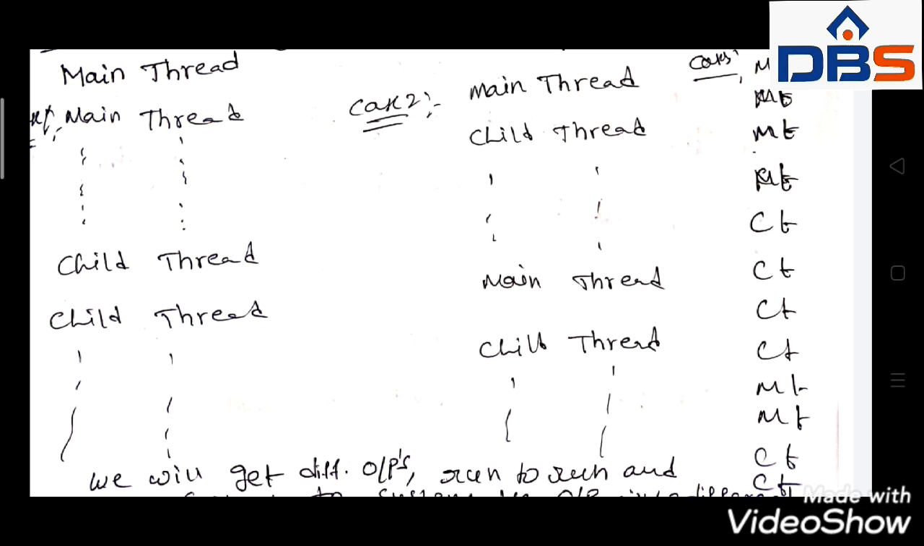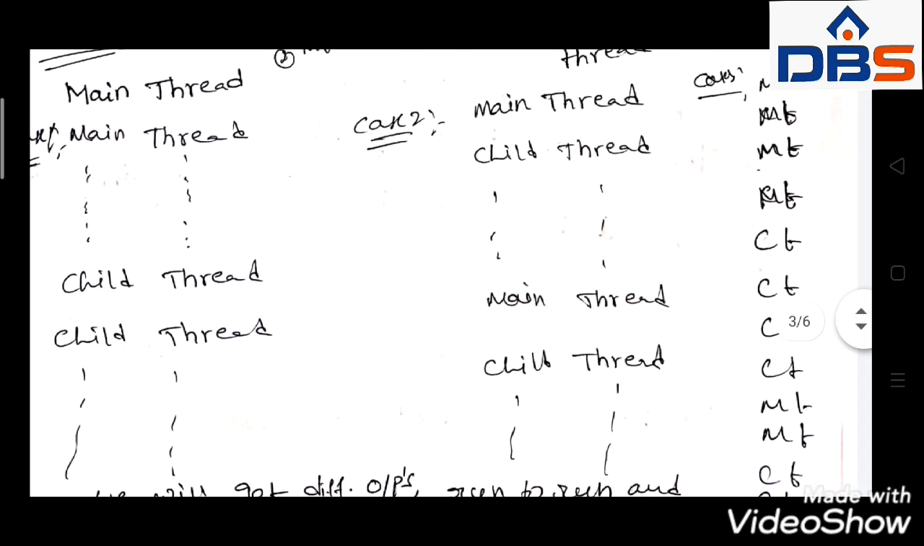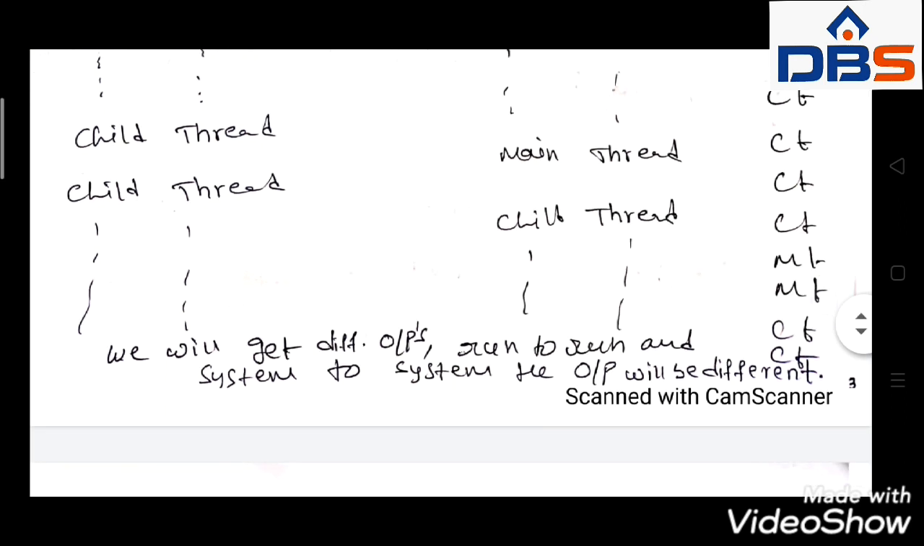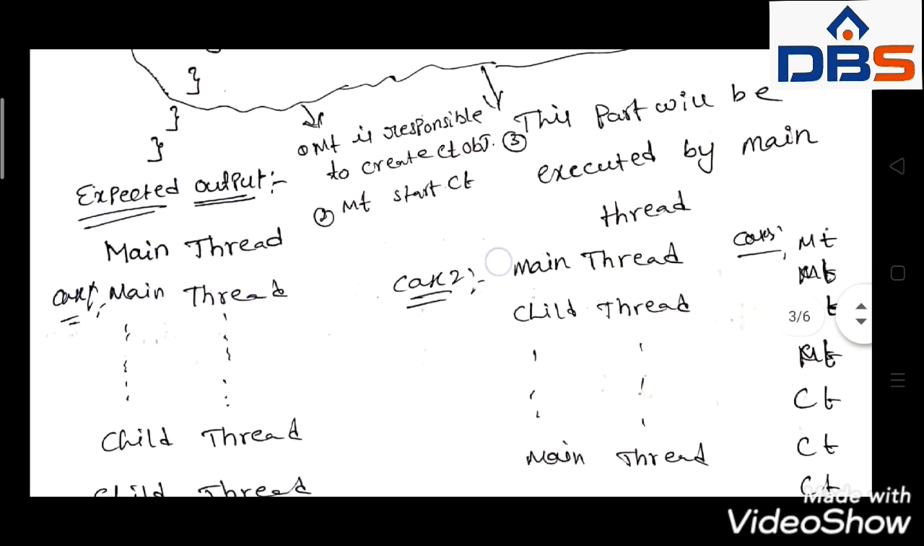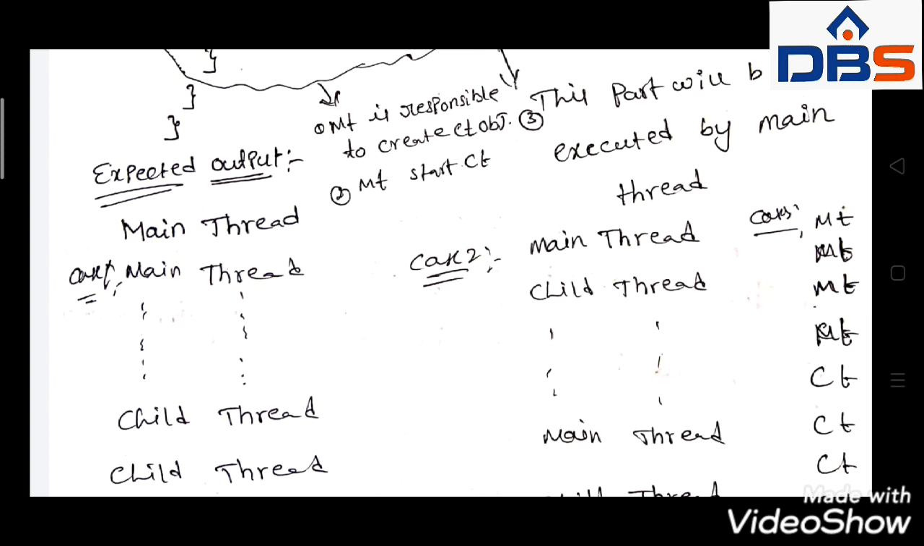Case 3: some main threads, some child threads, some main threads, some child threads, some main threads, some child threads. So we will get different outputs. Here we can't say exactly what output it will print. It's run to run and system to system, the output will be different. But why? Because it will execute the threads simultaneously.